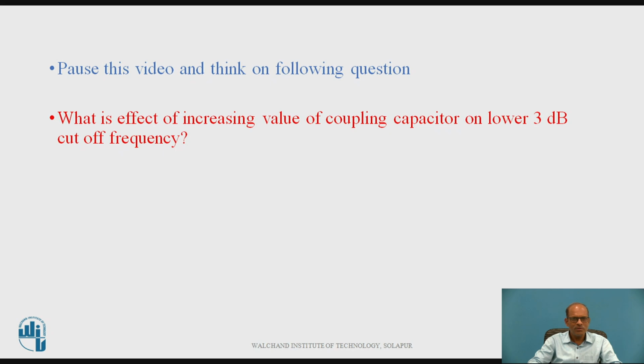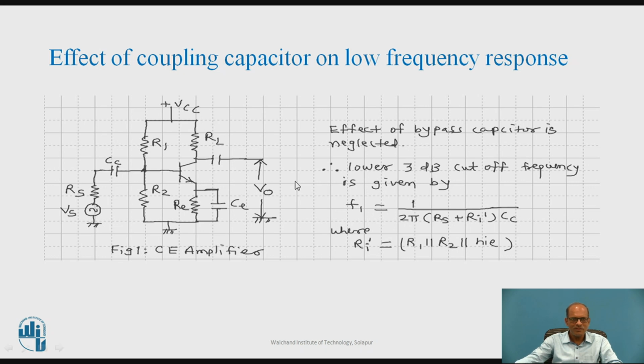Now pause this video and think on the following question. What is the effect of increasing the value of the coupling capacitor on the lower 3 dB cutoff frequency? Now if the coupling capacitor is increased, we can see that the expression for lower cutoff frequency due to coupling capacitor is 1 upon 2 pi (Rs plus Ri dash) Cc. So whenever the coupling capacitor is increased, there is a decrease in the cutoff frequency F1.